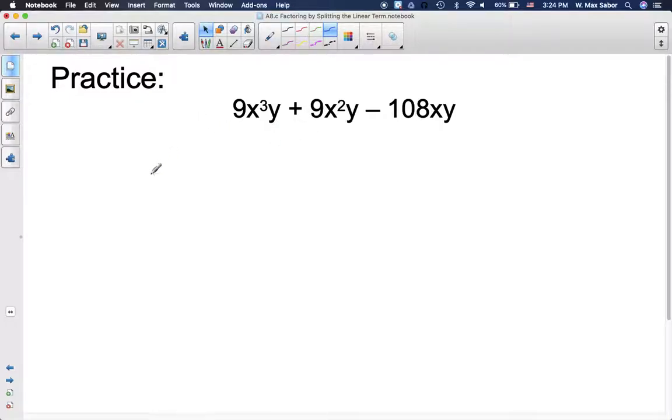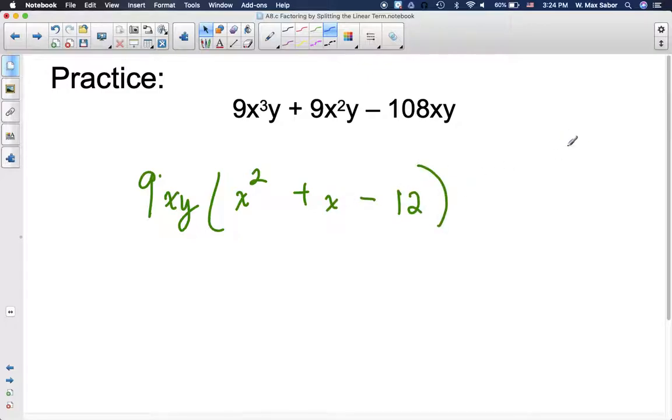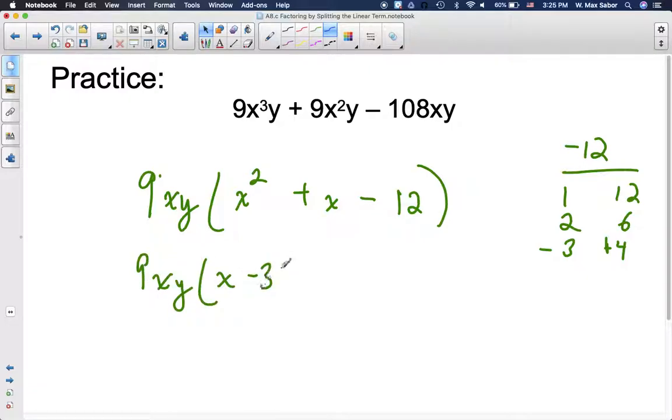Here, they're all divisible by 9xy. So 9xy. We're left with x squared plus x minus 12. Things that multiply to negative 12: 1 and 12, 2 and 6, 3 and 4. We need a negative 3 and a positive 4. I'm going to shortcut this and say this is 9xy times x minus 3, x plus 4. You could split this into negative 3x and positive 4x, and it'll eventually get here.